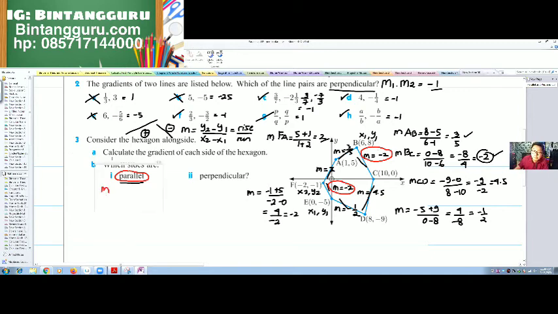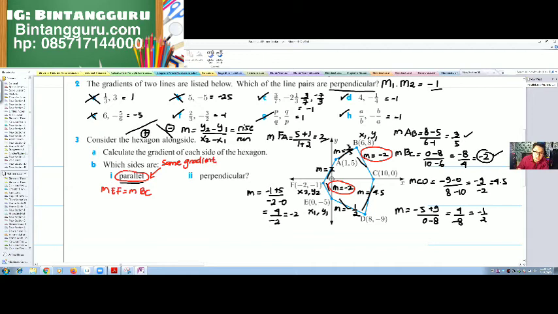MED. Yeah, so gradient of ED. So this is gradient of ED equal to gradient of EF. Sorry, this is EF equal to gradient of BC. Okay, because this is the same gradient. Yeah, so this is the same gradient.